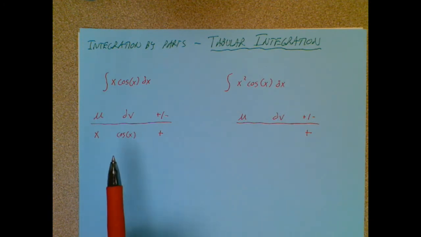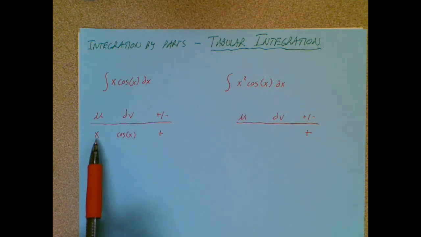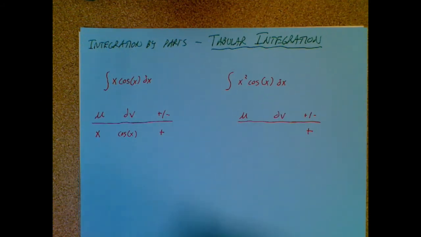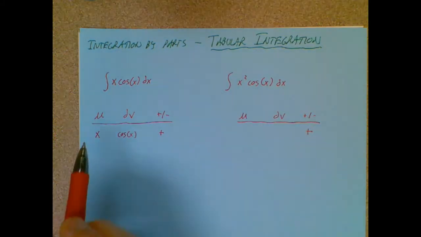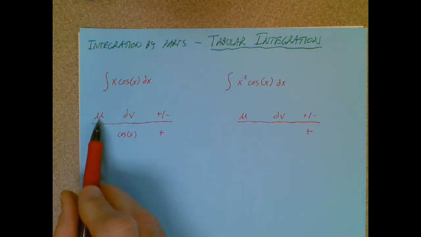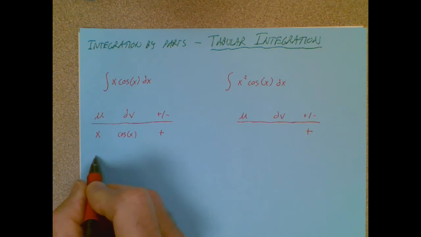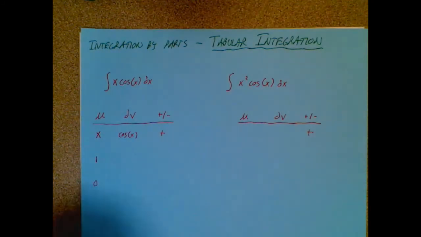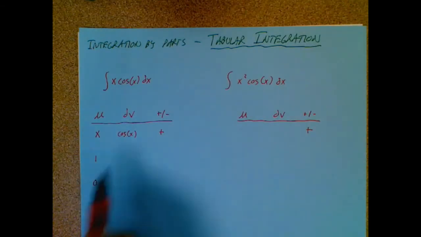Well, the reason for that is for tabular integration to work, this column, as I go down and take its derivative, has to eventually end up with a derivative value of 0. Let's just watch and see. The derivative of u would be 1. The derivative of 1 would be a 0. I know I've made a good selection.